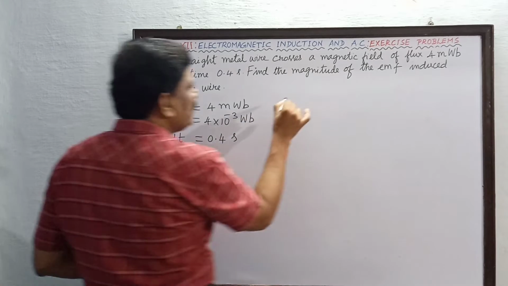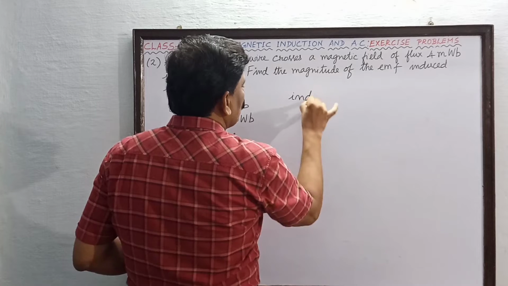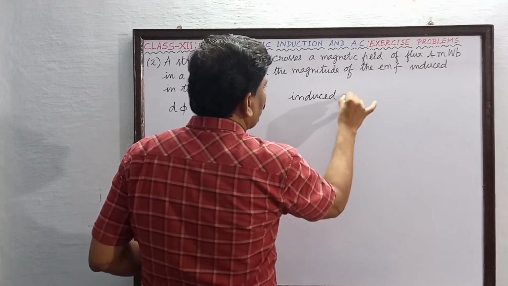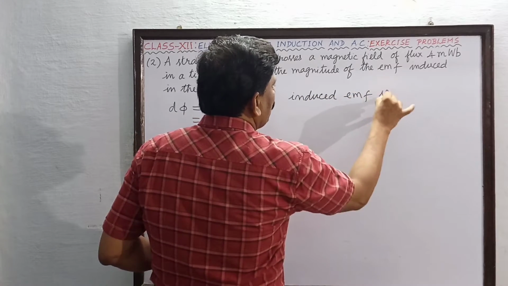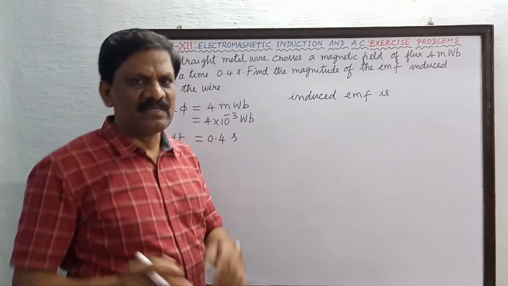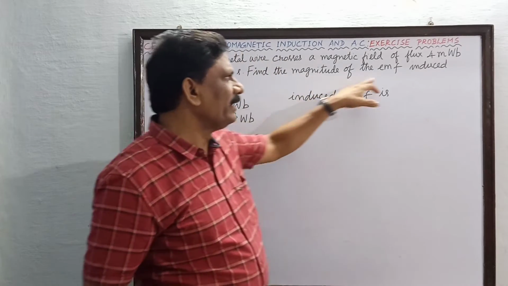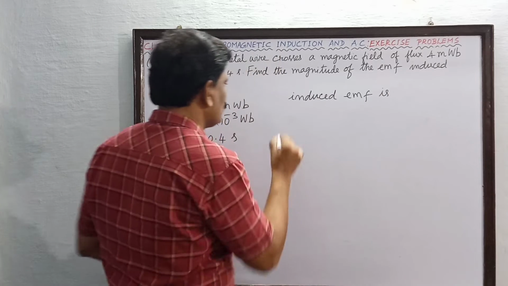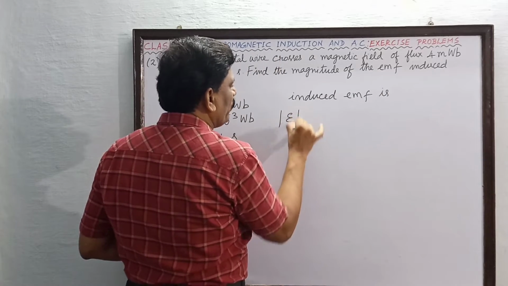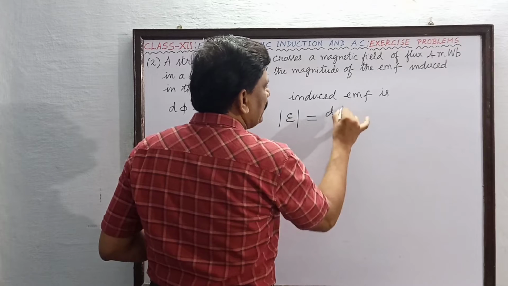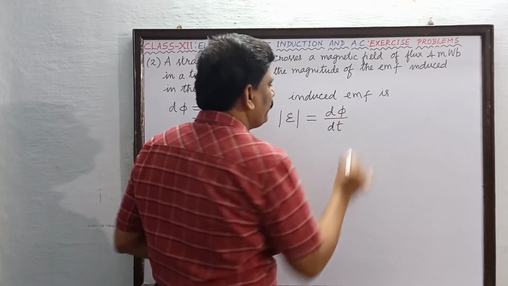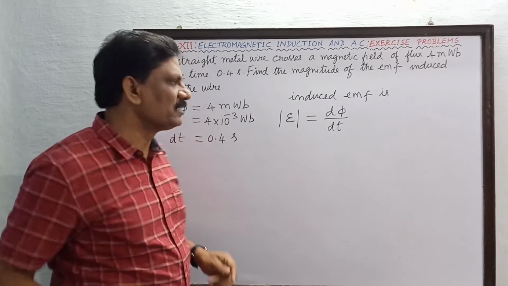Now the induced EMF is asked. So the induced EMF is actually given by minus d phi by dt, but here only the magnitude of the EMF is asked. So modulus, okay, magnitude of the EMF is d phi by dt. So the negative sign is neglected.